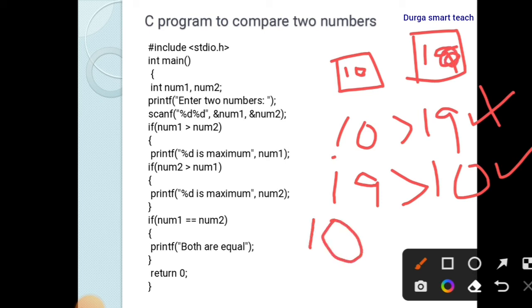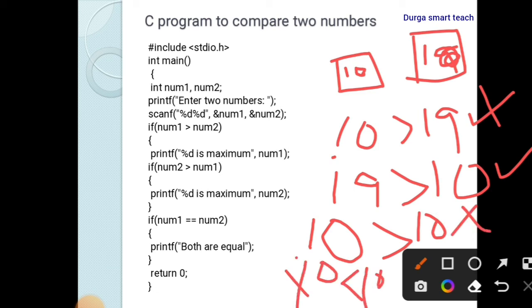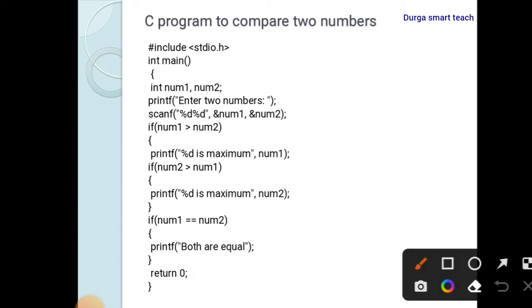If both numbers are equal, so here 10 and here also 10. 10 greater than 10? No. 10 less than 10? No. So 10 equals 10. This is right. Okay, so let's see the program. First we take two integers, those are num1 and num2.